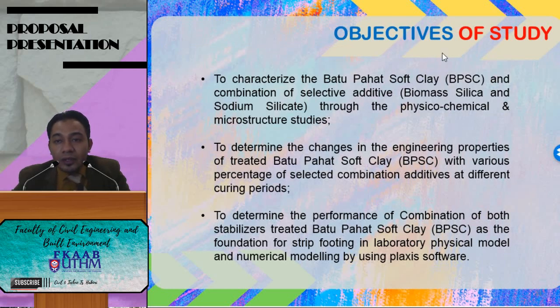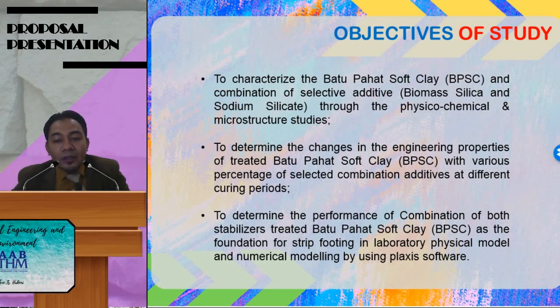Okay, so this is the objective of the study. First, to characterize the Batu Pahat soft clay and combination of selective additive, which is biomass silica and sodium silicate, through the physical-chemical and macrostructure behavior. And then the second is to determine the changes in engineering properties of treated Batu Pahat soft clay with various percentages of selected combination additive at different curing periods. And then the last one is to determine the performance of combination of both stabilizer treated Batu Pahat soft clay as the foundation for strip footing in laboratory physical model and numerical modeling by using Plaxis software.